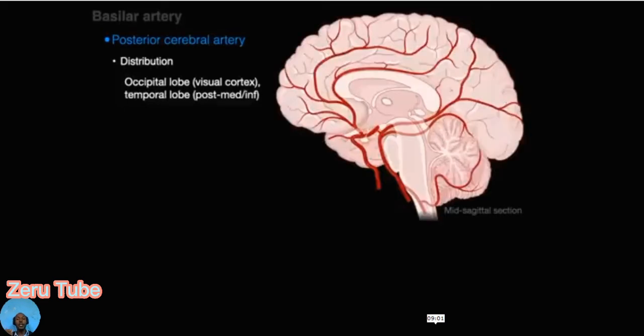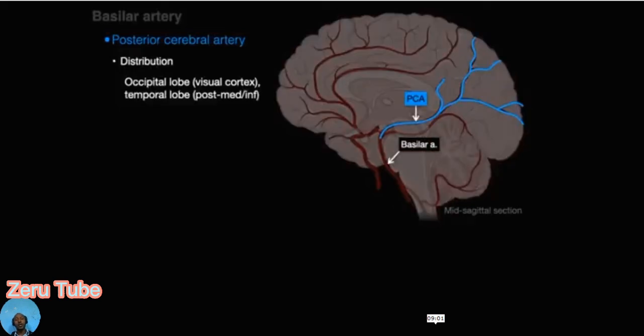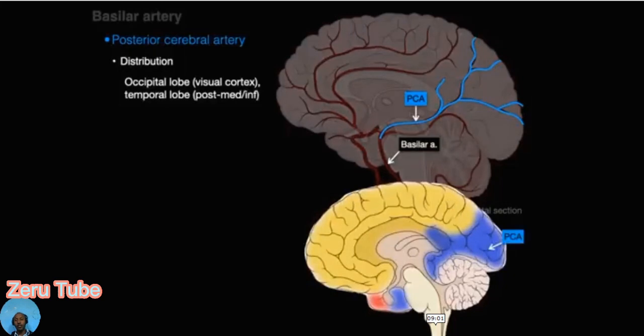What is the distribution of the posterior cerebral artery? The posterior cerebral artery gives blood to the occipital lobe, mainly the visual cortex, and the temporal lobe, mainly the posterior parts of the medial and inferior parts of the temporal lobe. Look at this picture, the medial cross section. The posterior cerebral artery gives blood to the occipital lobe and the medial aspects of the temporal lobe.